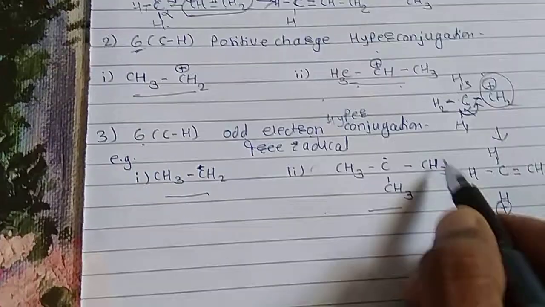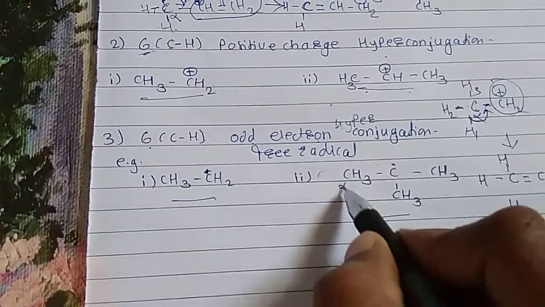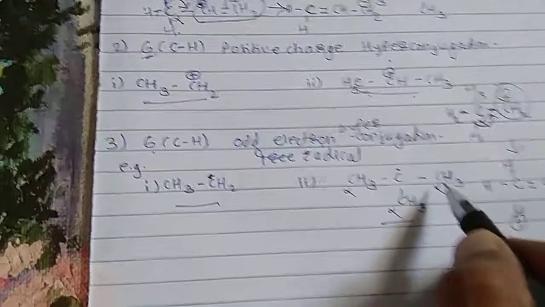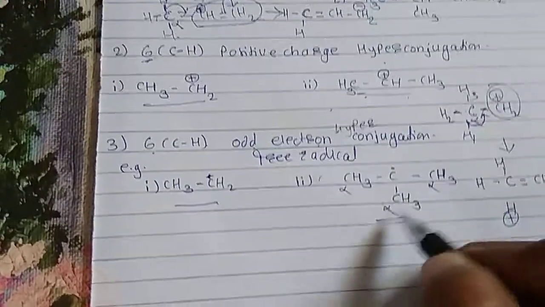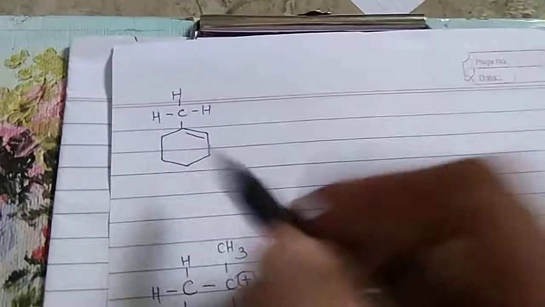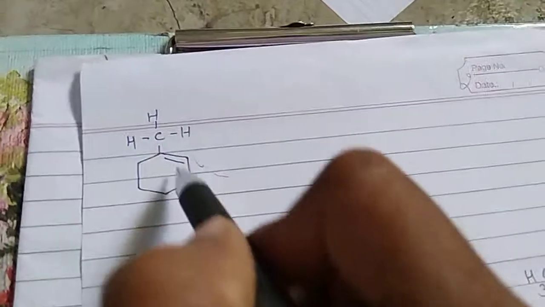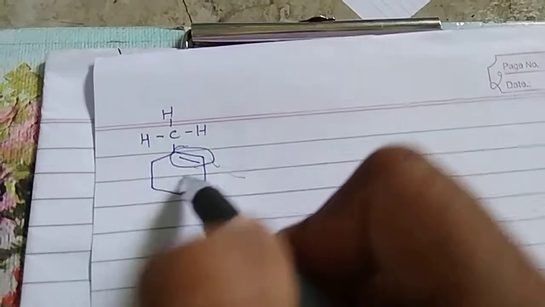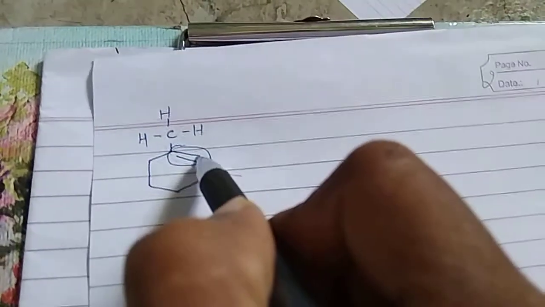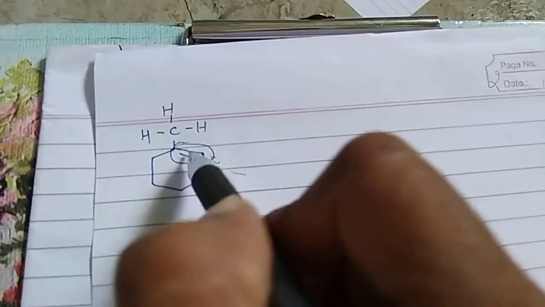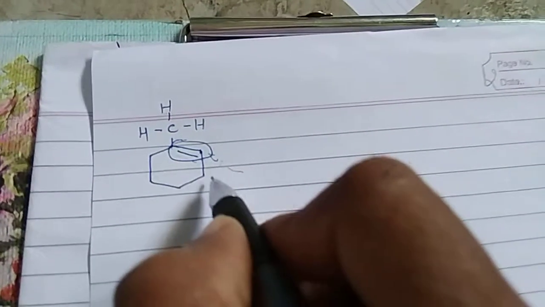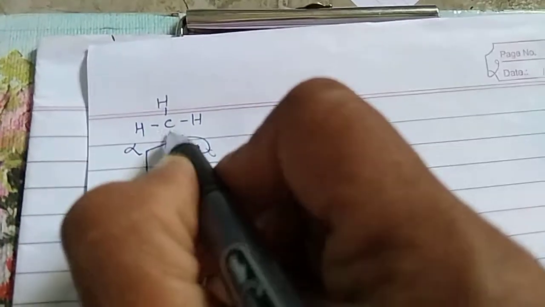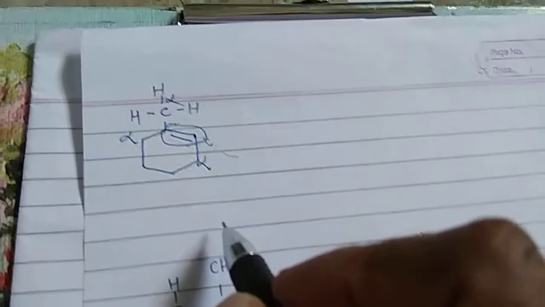So this carbon atom is the alpha carbon atom, and the alpha hydrogen atoms are attached to it. Let us take one example. In this structure there is a double bond, which acts as the functional group. The carbon atoms adjacent to these two carbon atoms are called alpha carbon atoms. This one also acts as an alpha carbon atom.